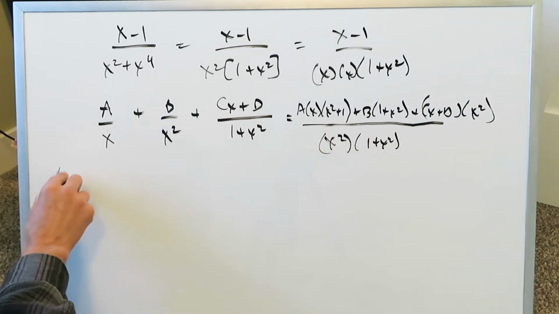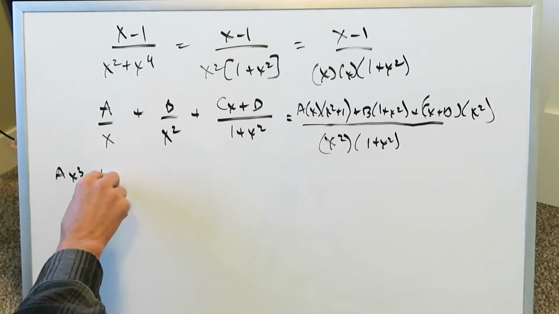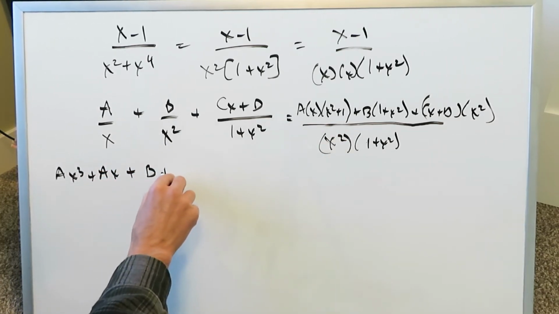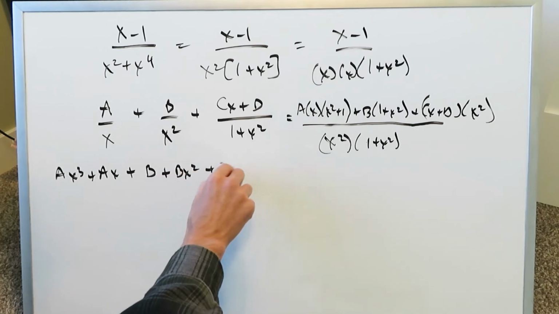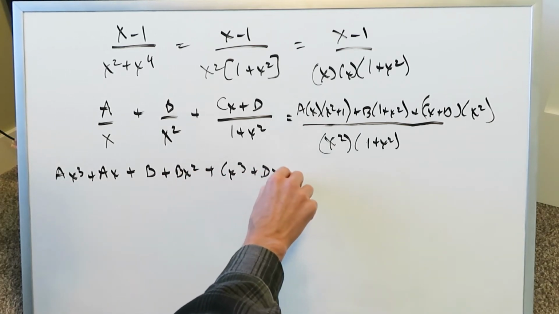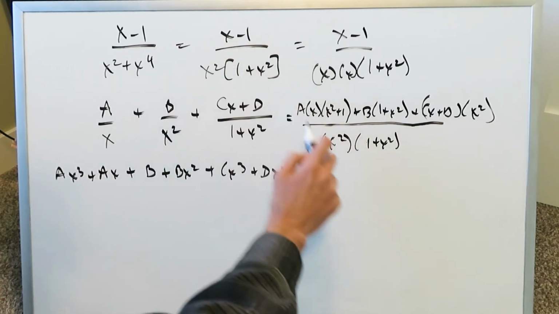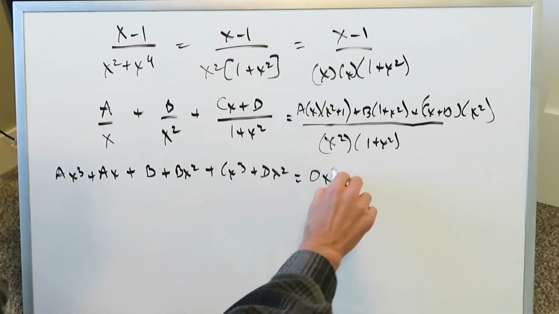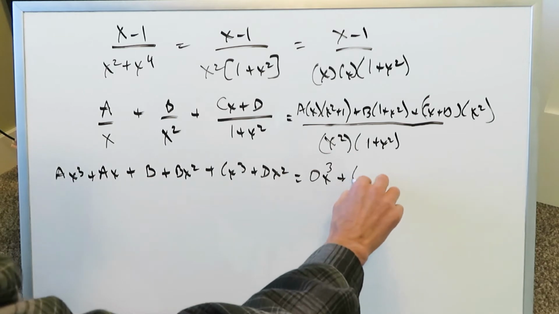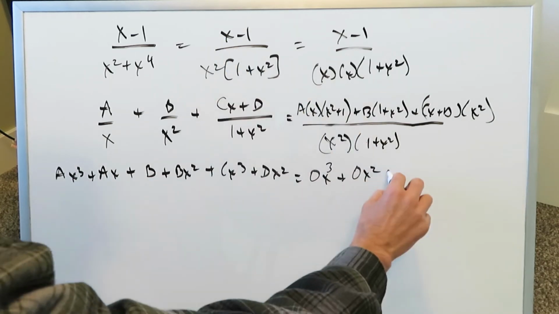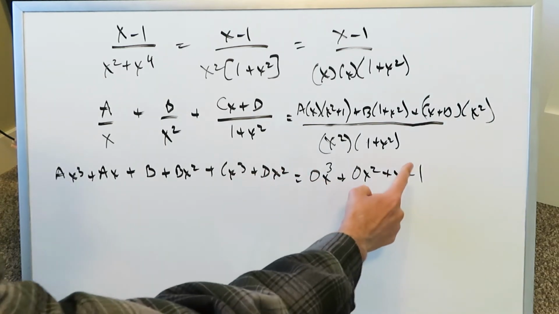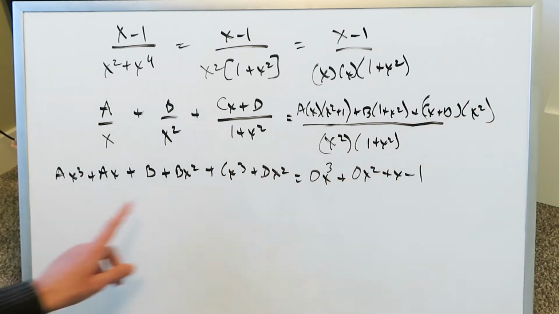Open this up carefully. You'll have ax cubed plus ax. You can't do a silly mistake here, otherwise everything will be wrong. Plus bx squared plus cx cubed plus dx squared is equal to this item here, x minus 1. But you see I'm having cubes here, so I'll put 0x cubed. You see I have a square item here, so I'll put a 0x squared, but then I have also a plus x minus 1. You see I've gotten all the placeholder values, cubes, squares, ones, and constants, to cover up everything here.